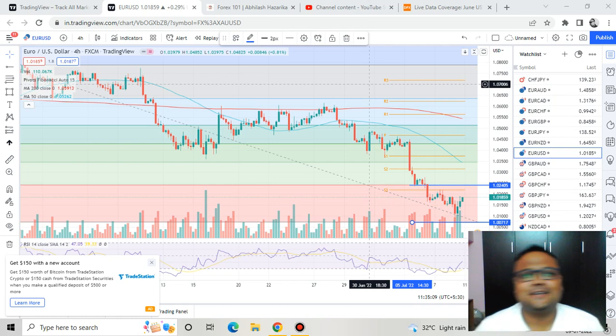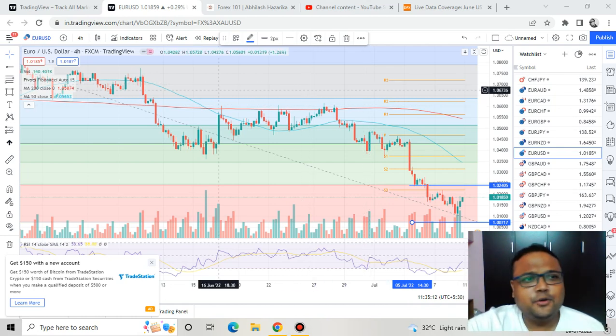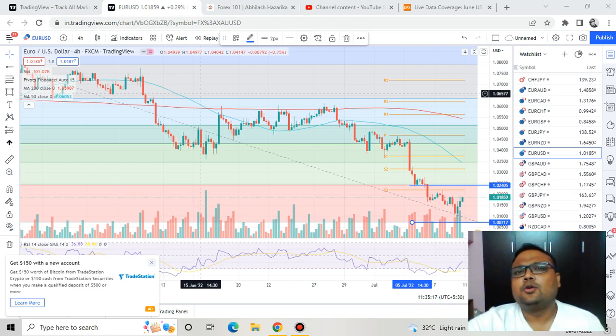So let's get started. This is the 4 hours chart of Euro USD in front of us. And while looking for trading opportunities, I could find only a few.